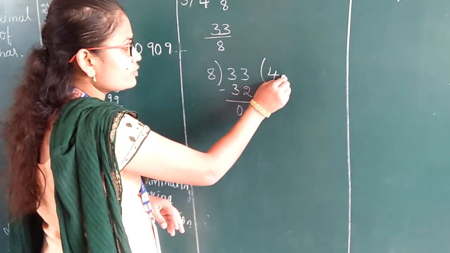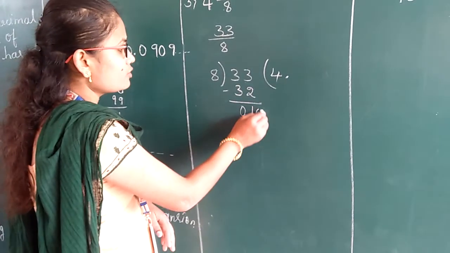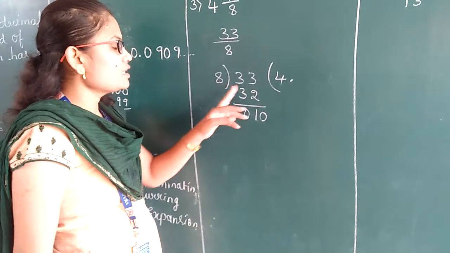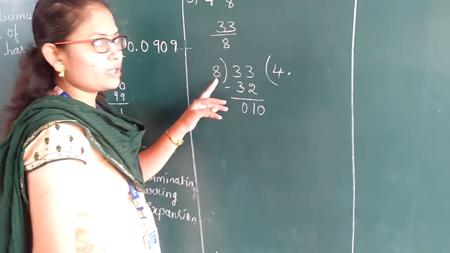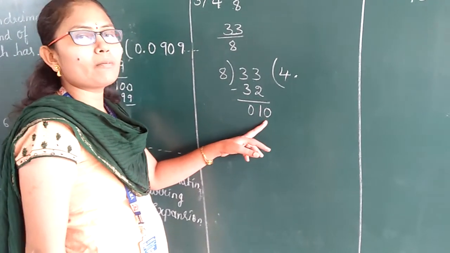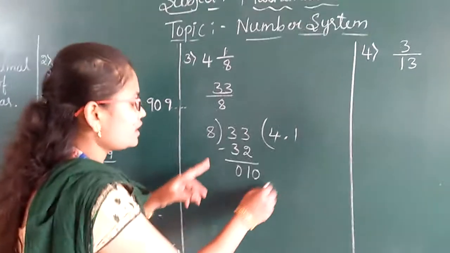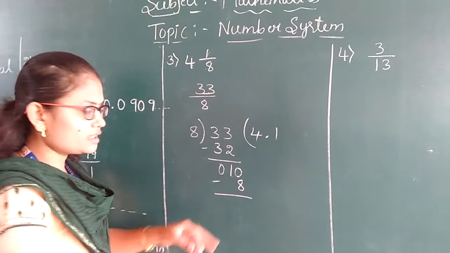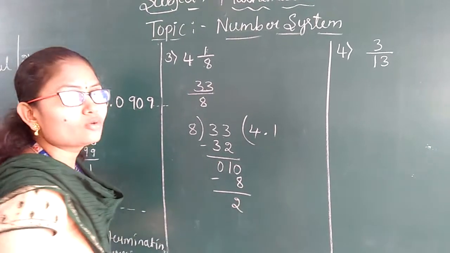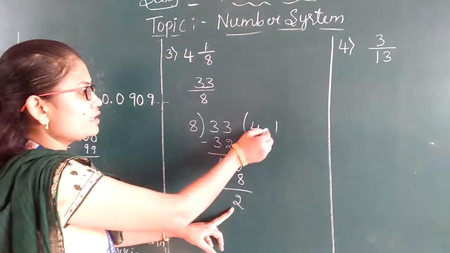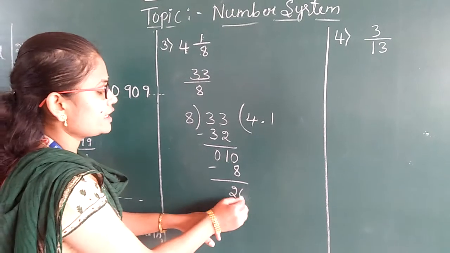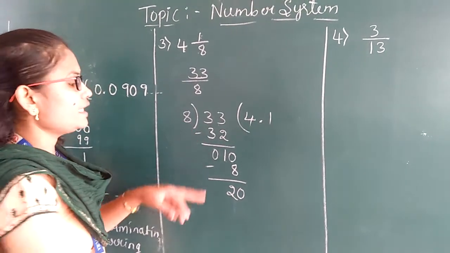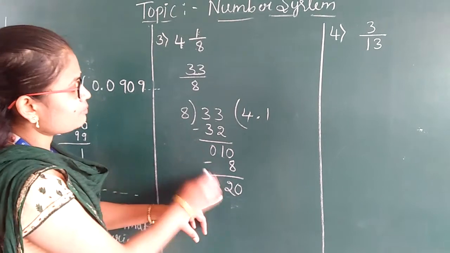So what do we have to do? We have to put a point and take 0 in the remainder. Now, in the multiples of 8, which is the nearest number to 10? 8 ones are 8, which is the nearest number to 10. Now 10 minus 8 is 2. What you got is 2. We already kept the point. Now we can take one more 0.